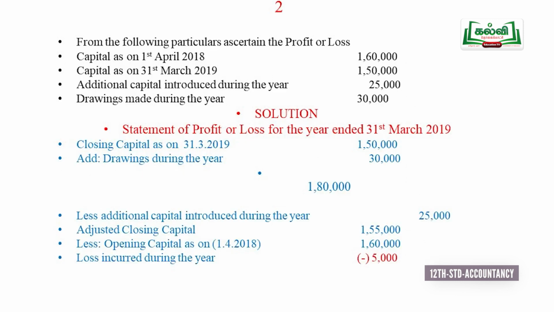Next sum, the same pattern: from the following particulars ascertain profit or loss. Capital as on 1st April 2018, 1,60,000. Capital as on 31st March 2019, 1,50,000. Additional capital introduced 25,000. Drawings made during the year 30,000.